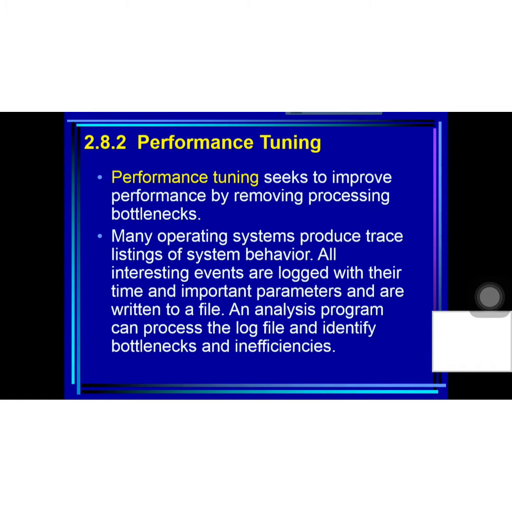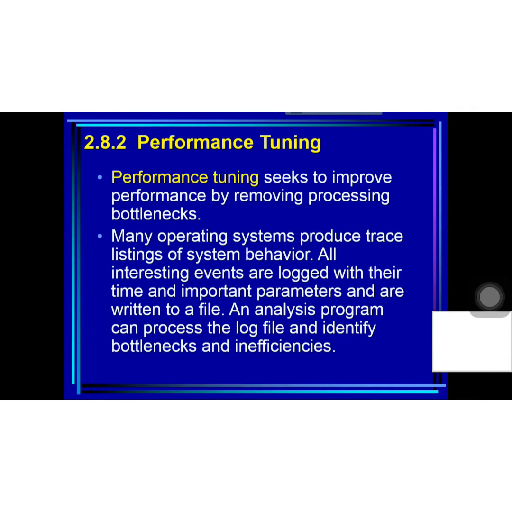Performance tuning. We mentioned earlier that performance tuning seeks to improve performance by removing processing bottlenecks. To identify bottlenecks, we must be able to monitor system performance. Thus, the operating system must have some means of computing and displaying measures of system behavior. In a number of systems, the operating system does this by producing trace listings of system behavior.